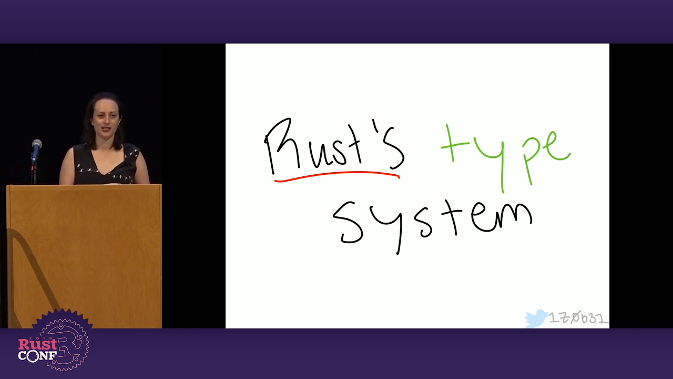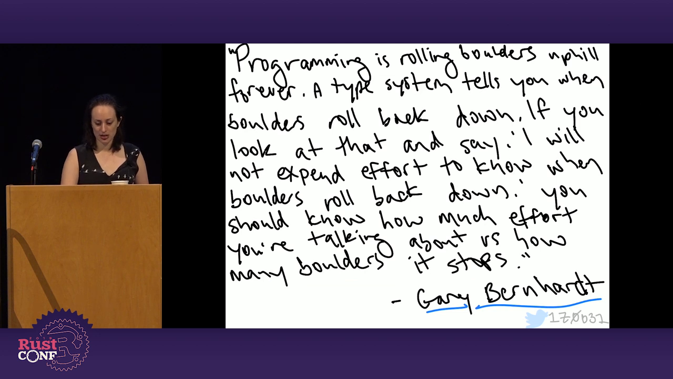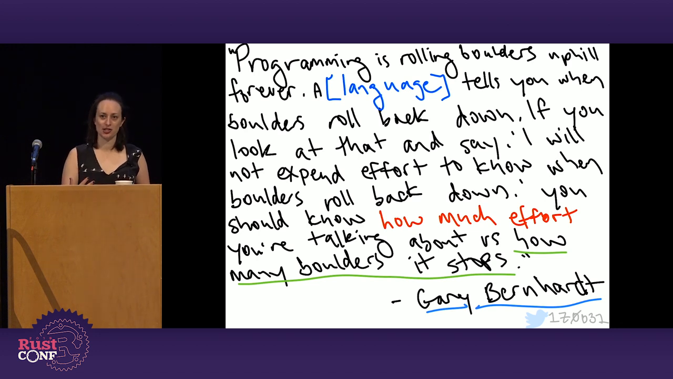However, it just is nice to have the compiler do that for us, which gets back to what Gary Bernhardt said here about how much effort you're talking about versus how many boulders it stops. You as a programmer can stop some by thinking, knowing that you shouldn't add an int to a string. However, when your compiler does it, you get more or less 100%. Again, it depends on whether you have any types or things like that, but it moves you towards perfection.